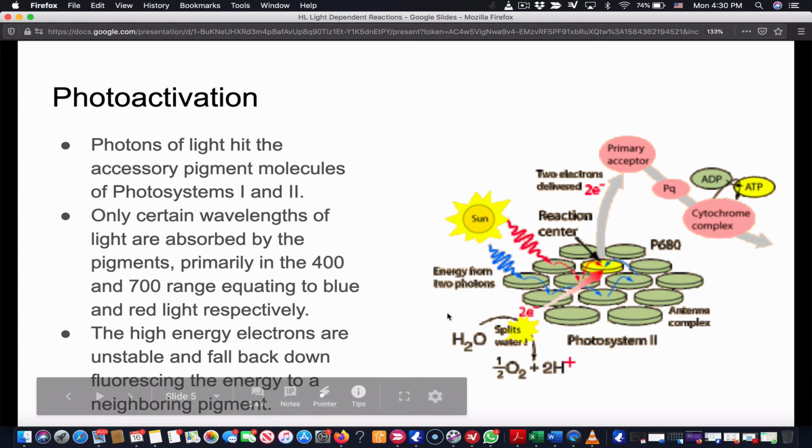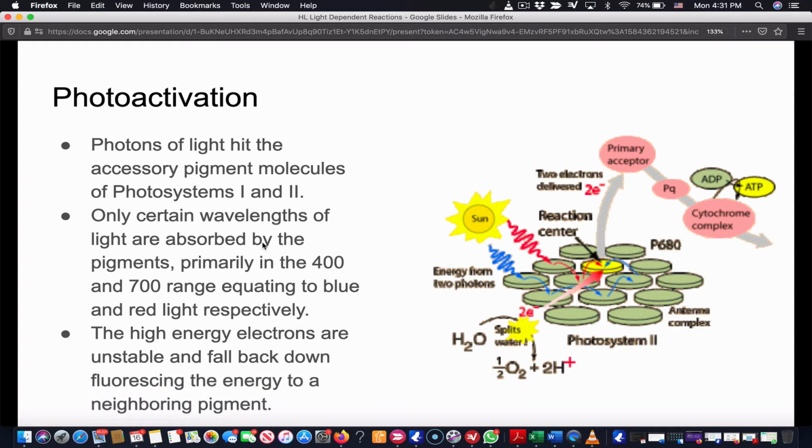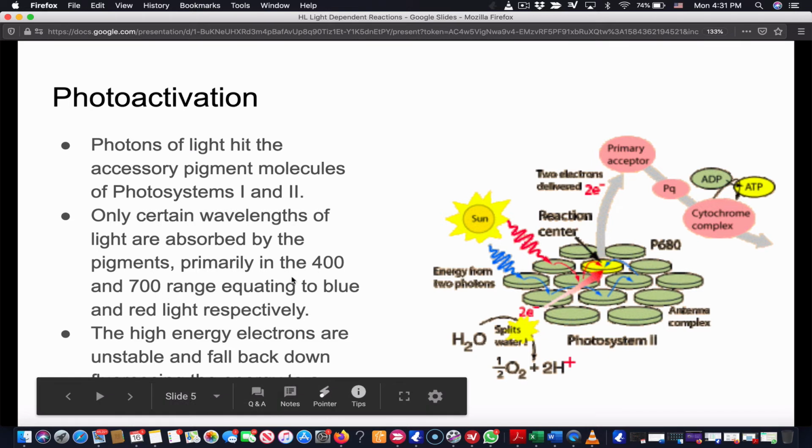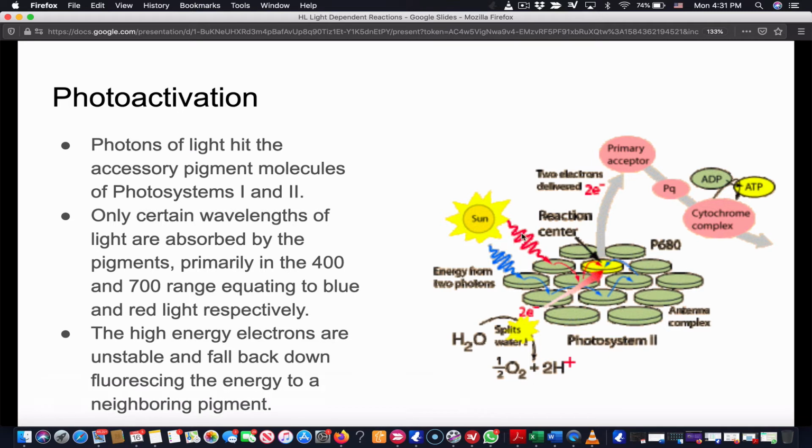So photons of light, so here's the sun, here's our photons. Photons of light are going to hit these accessory pigment molecules here. And this is photosystem 2 because that's where we're starting, but it also is going to be doing the exact same thing in photosystem 1. And again, only certain wavelengths of light are absorbed, primarily in the range of 400 and 700, so like 450, so on and so forth. And that's going to be the blue, right? And then also in the range of the 700 is going to be your red.